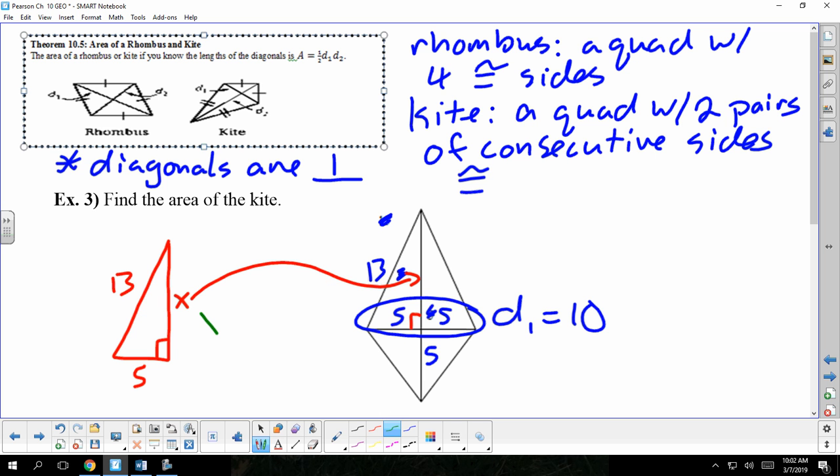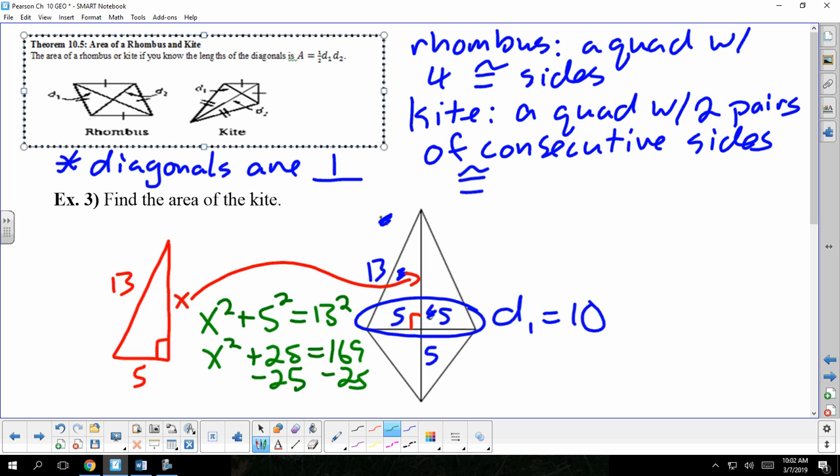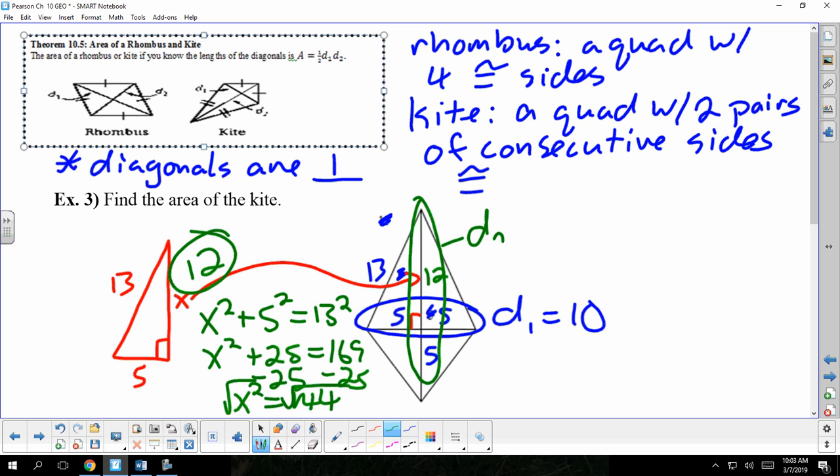Let's set this up. X squared plus 5 squared equals 13 squared. X squared plus 25 equals 169. Subtract 25 from both sides. X squared equals 144. I'm going to square root both sides. Square root of 144. Okay. So this is 12. I can figure out the length of this diagonal. So D2 is going to be 17. 12 plus 5.